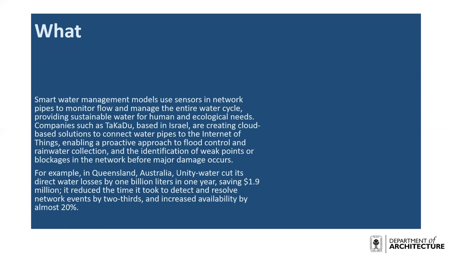Companies such as Tagadu, based in Israel, are creating cloud-based solutions to connect water pipes to the Internet of Things, enabling a proactive approach to flood control and rainwater collection, and the identification of weak points or blockages in the network before major damage occurs. For example, in Queensland, Australia, Unity Water cut its direct water losses by 1 billion liters in 1 year, saving 1.9 million. It reduced the time it took to detect and resolve network events by 2/3 and increased availability by almost 20.